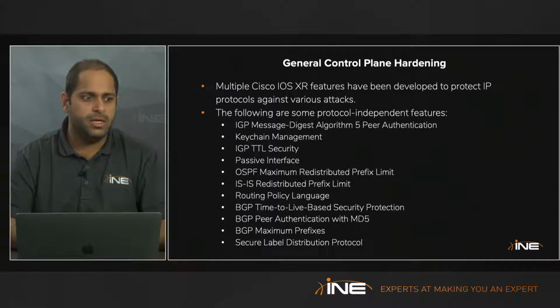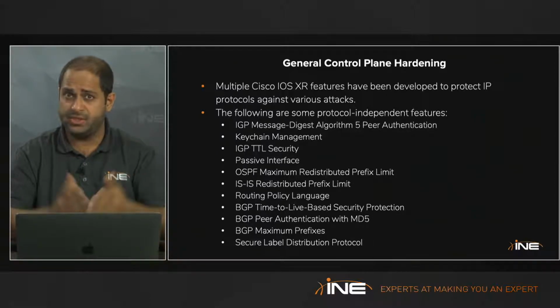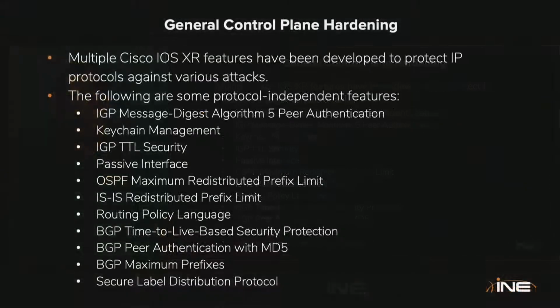Another way would be to ensure that your BGP neighborship is authenticated. As you know, BGP uses MD5 for authentication, so you should have at least MD5 authentication enabled between the neighbors. You don't want your neighborship to be without authentication.